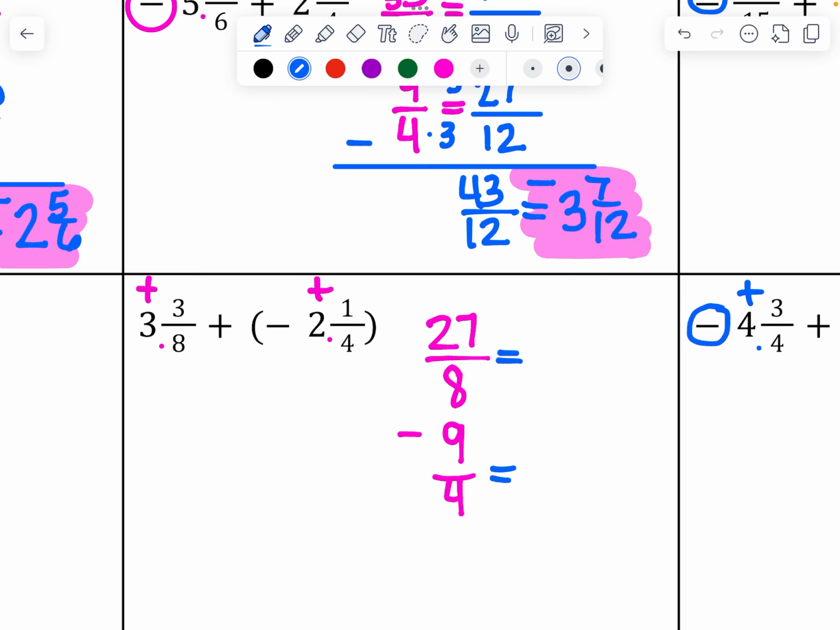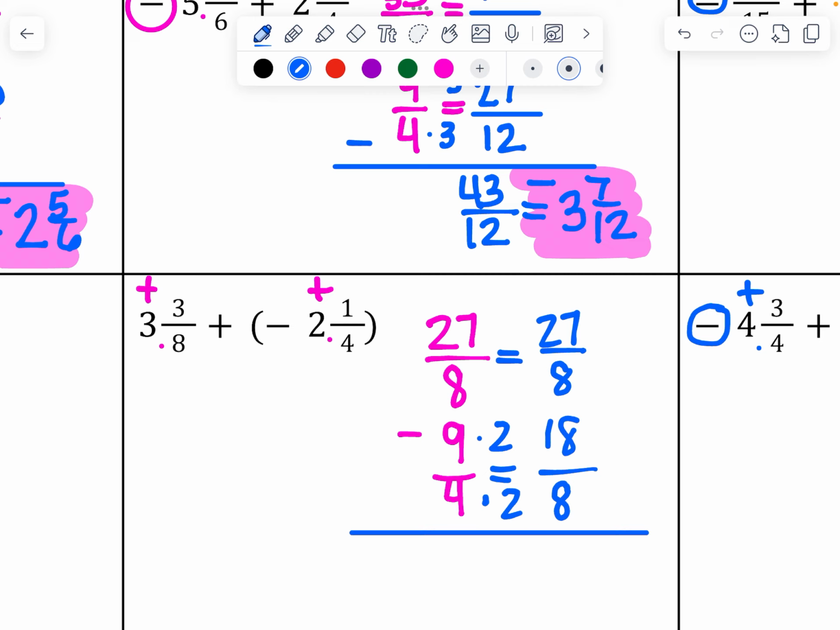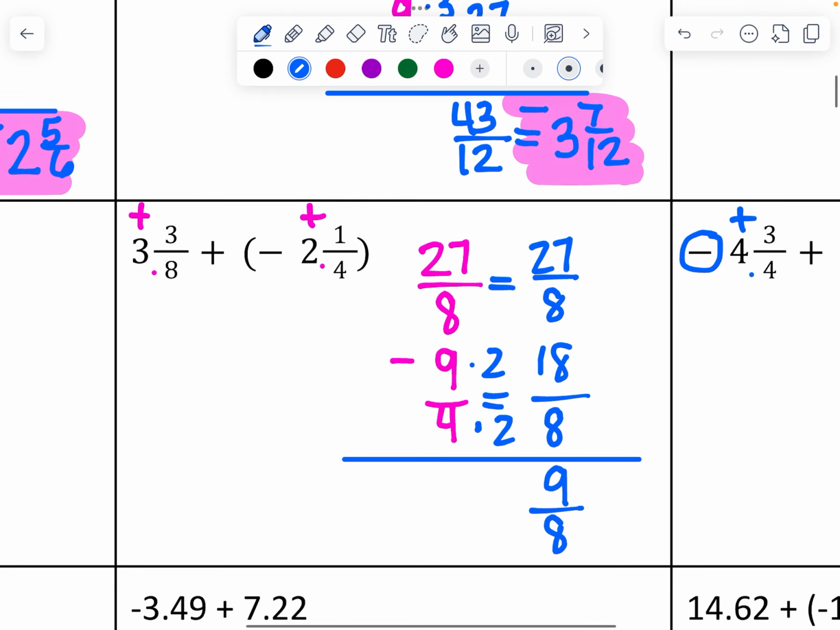I'm going to use 8 as my common denominator because I know 4 can go into 8. So 27/8 can stay the same. 4 times 2 gives me 8ths there. So 9 times 2 is 18. And I can subtract 27 minus 18 and get 9/8. And I know that I had more positives, so we actually leave that a positive. So this is 1 1/8. Final answer.